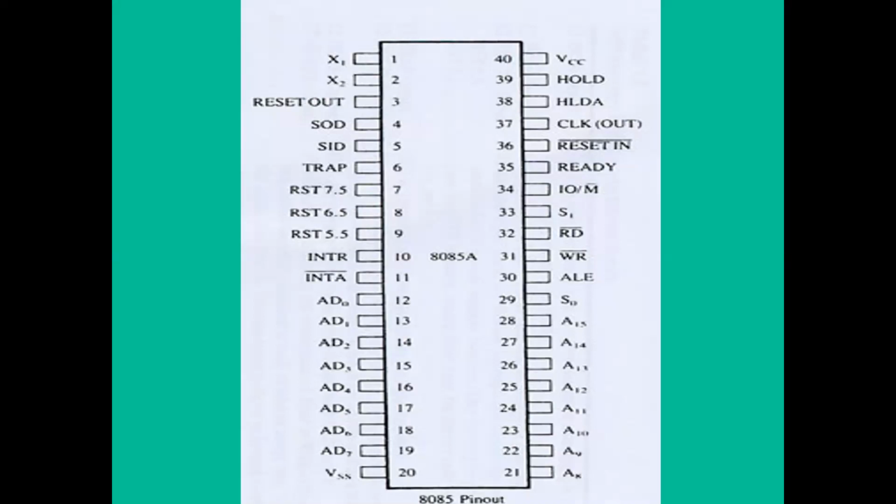So the first one is ALE, address latch enable. You can see it here, pin number 30. Now, why is this one required? This is an output signal that indicates the availability of a valid address on the multiplexed address and data bus.